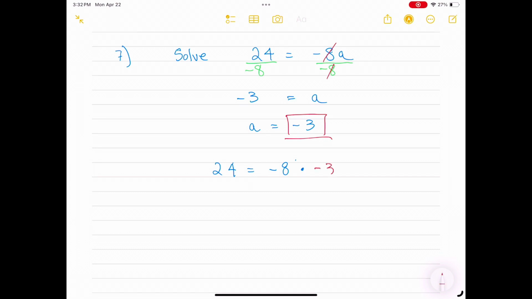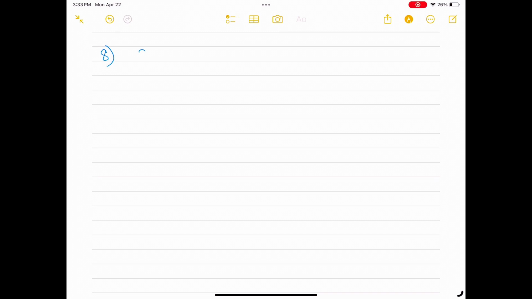Now we evaluate if negative 3 is the correct answer by going back into the original equation. 24 equals negative 8 times negative 3, and yes, it does. Example 8. Solve negative 24 equals 3/5 times n. To isolate the variable n by itself, we must multiply by the reciprocal, 5/3.